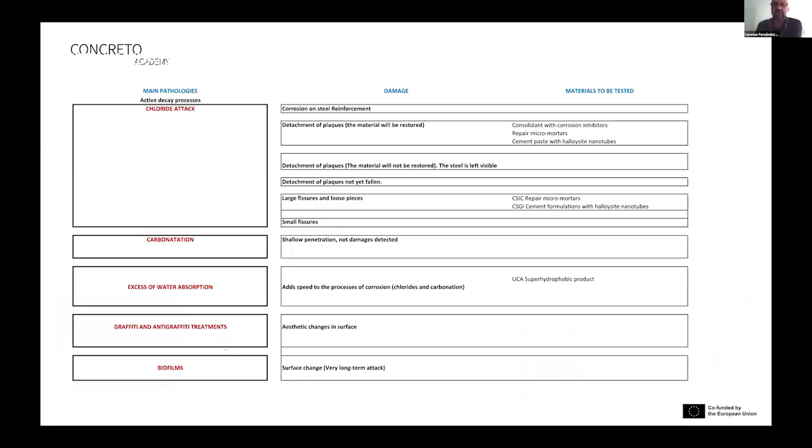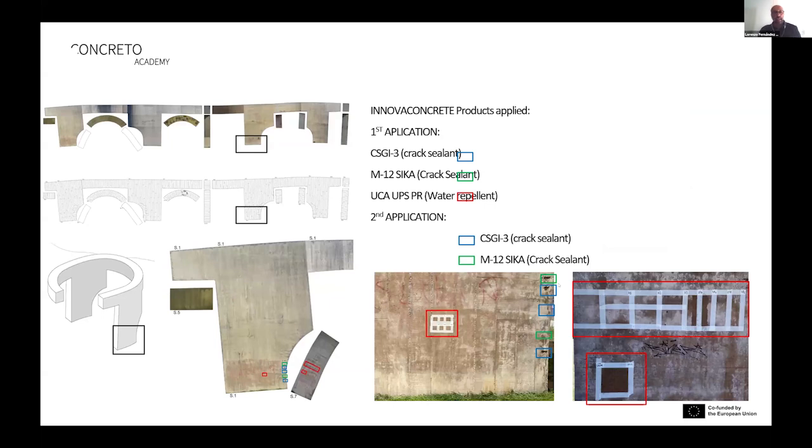This is a chart, but you have seen this problem before in other examples. You have the main pathologies, the damage that they provoke, and the materials we decided to test to solve those problems. Okay. These are examples of how we did these applications. These applications are basically water sealants and mortars.